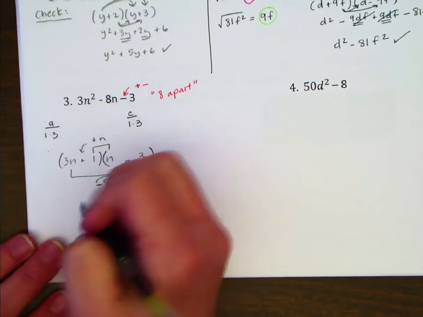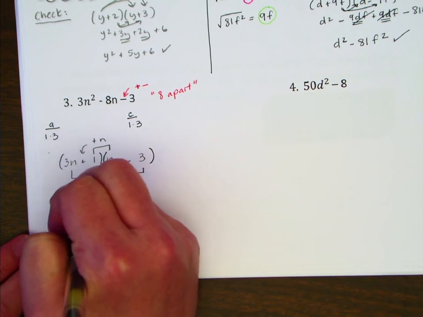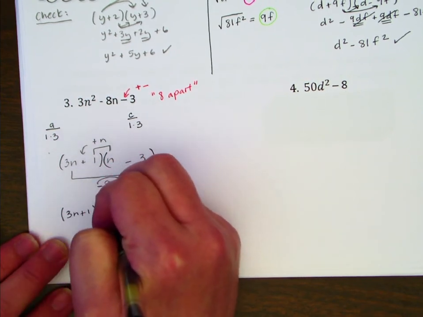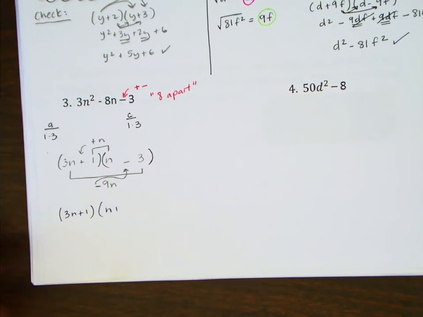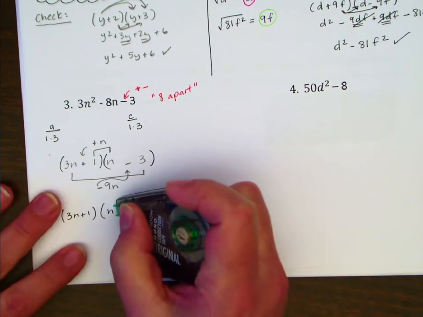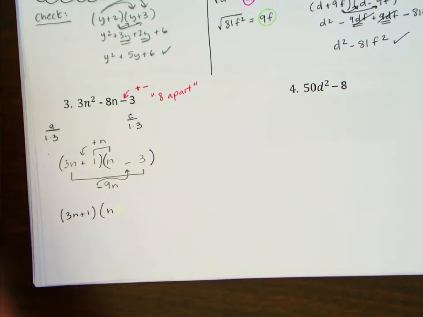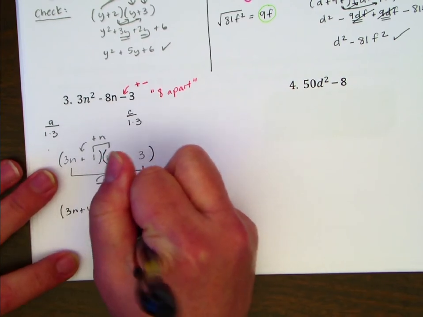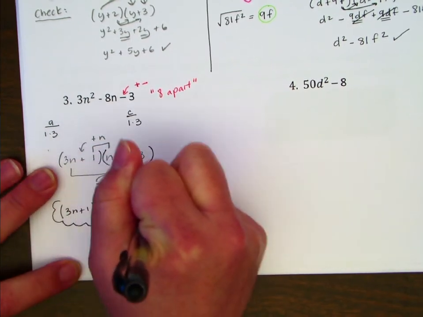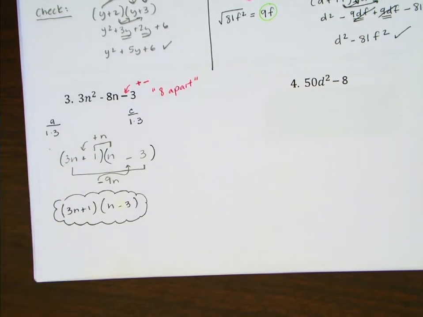All right, so your answer, 3n plus 1n, oops, hold on, I need to grab some whiteout. Where's all my whiteout? Sorry guys, give me 1 second. All right, that should be a minus 3. And then don't forget your check.